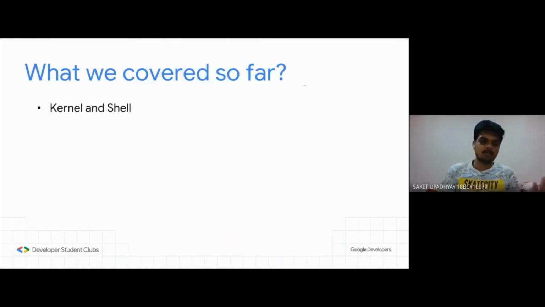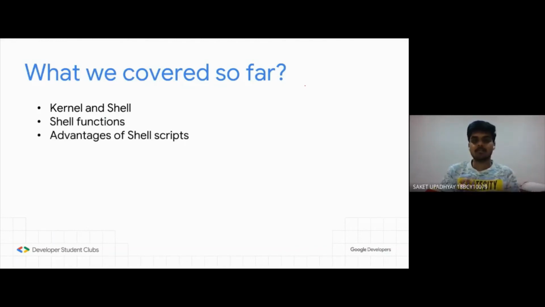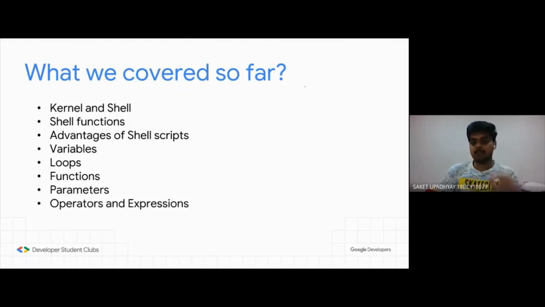All right, so what we covered so far: we discussed the difference between shell and kernel, what they are and what we mean by it. Then we discussed shell functions. Then the advantages of shell scripts. Then variables: environment, local, then scalar and vector variables, special variables. Then loops: for, while, and until. Then functions, how to create your functions in Linux, how to pass parameters, and then operators and expressions. So not in a specific order, but we covered all these topics in this discussion so far.